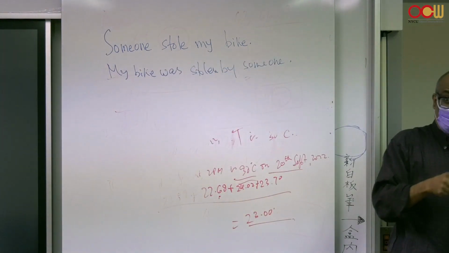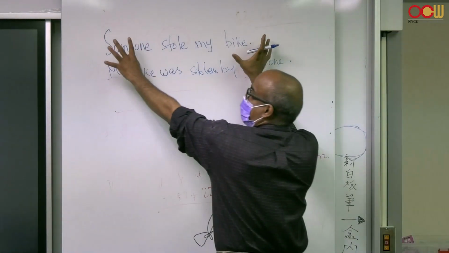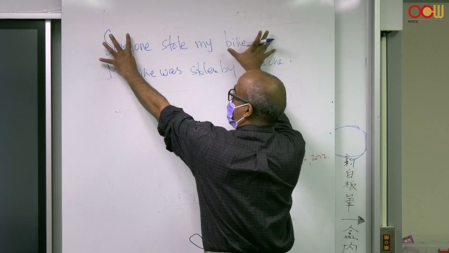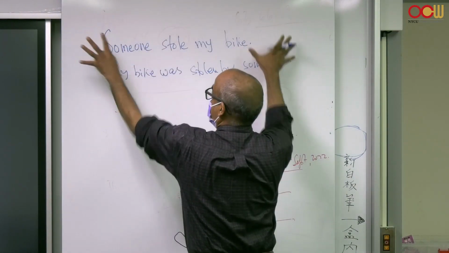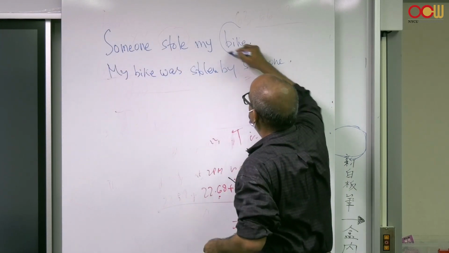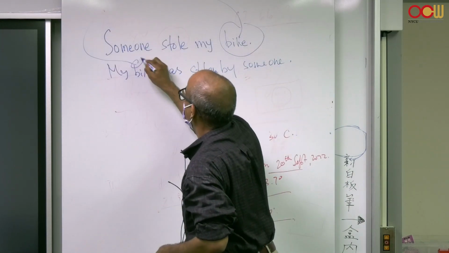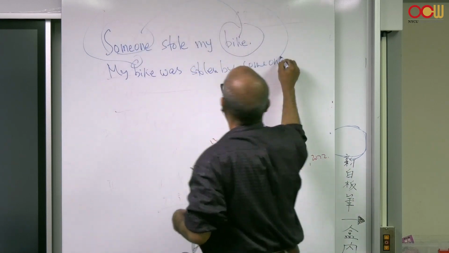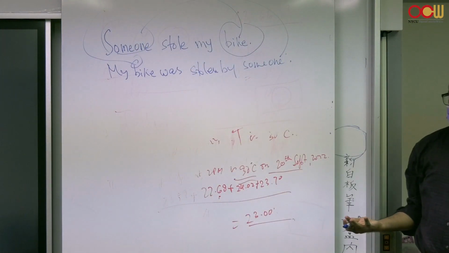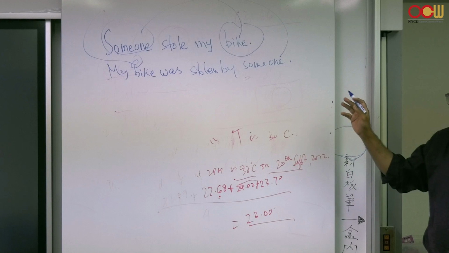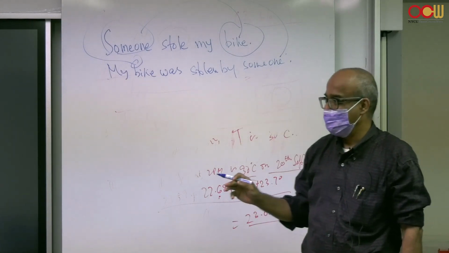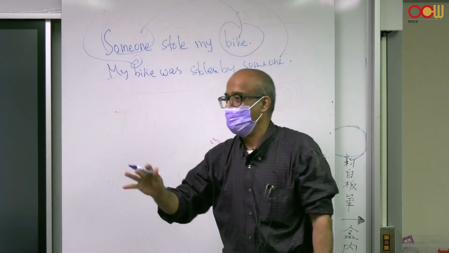My bike was stolen by someone. So it's basically changing the subject and the predicate like this. Okay? So I bring the bike over there, and that someone goes over here. Okay? These examples look very easy, but I can give you some examples which are very difficult to change.